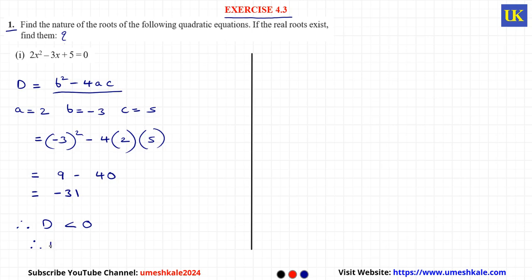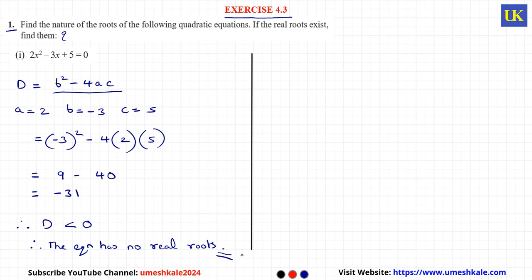So therefore the equation has no real roots. That's it. And we have to stop our answer here only. If we would have got real roots, then we would have gone ahead and solved it using the formula method. But because the nature of roots is no real roots, it is not required to go ahead and find the answer for the quadratic equation, because we will not get any answer for that. Okay, so that's it. We have to stop here.